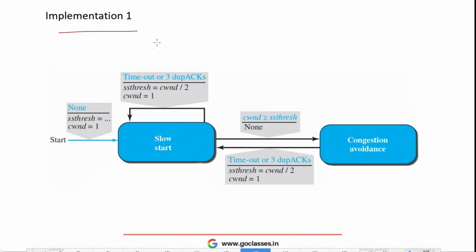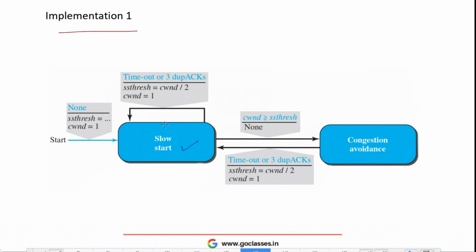This is one of the implementations where congestion may occur either because of timeout or because of 3 ACKs. You should not care, which means both are treated equally. And congestion obviously may occur in slow start or in the congestion avoidance phase. In either case, you set the threshold to the current congestion window divided by 2, and the congestion window you set to 1. We will take examples, but for now just understand this flow diagram.